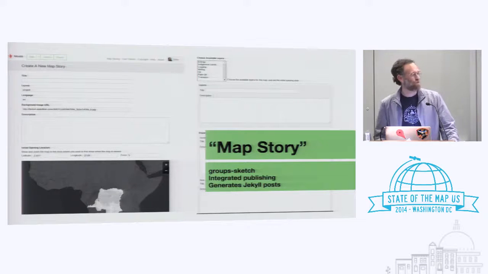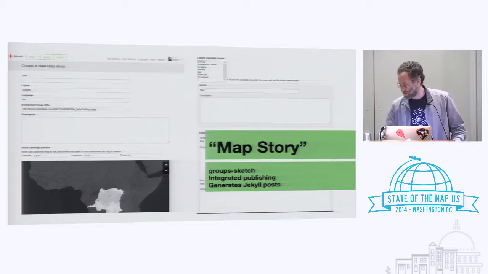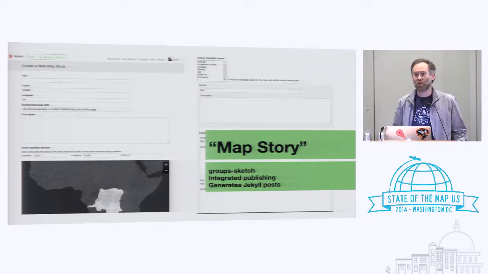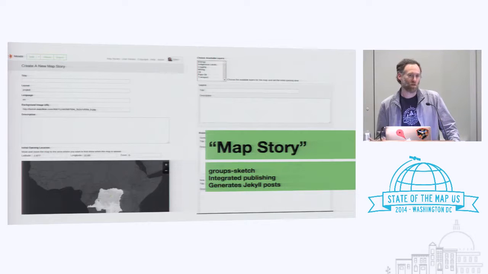And what we're calling a map story, this idea is, once you've created a set of tiles, how do you easily create a really beautiful website around that data? That's actually ultimately the point. It's great to have all that data, but what are you going to communicate with it? So this is a communication tool built into the Rails app, tied to groups in OpenStreetMap.